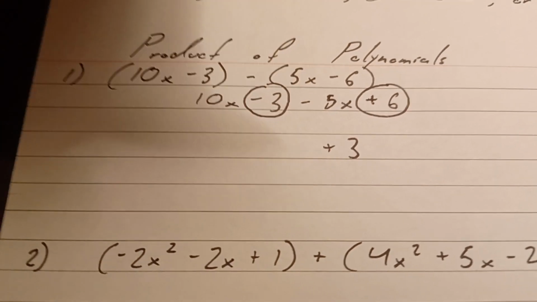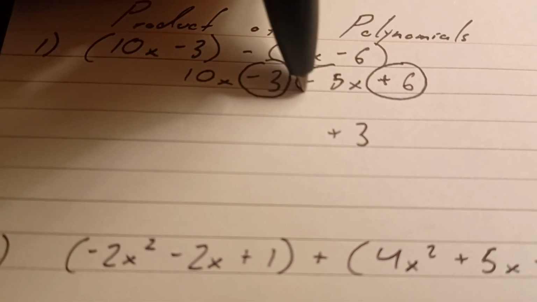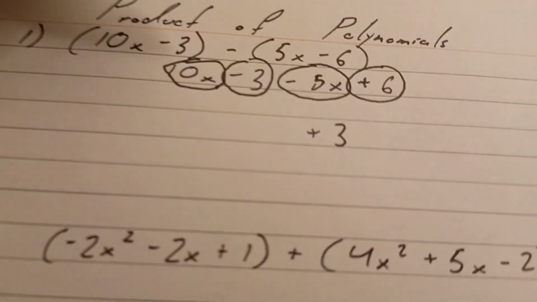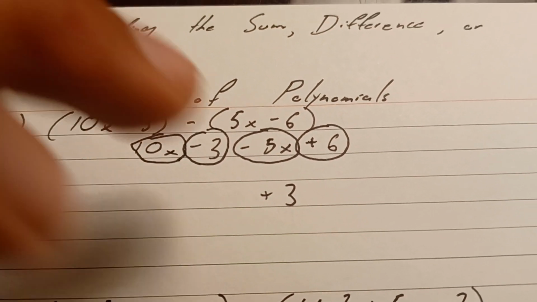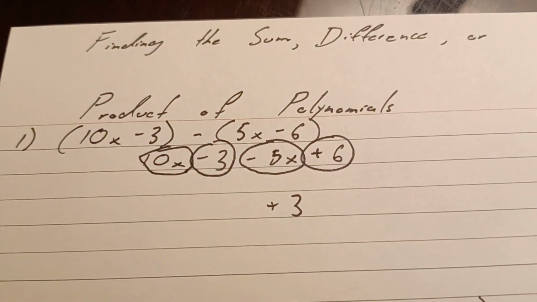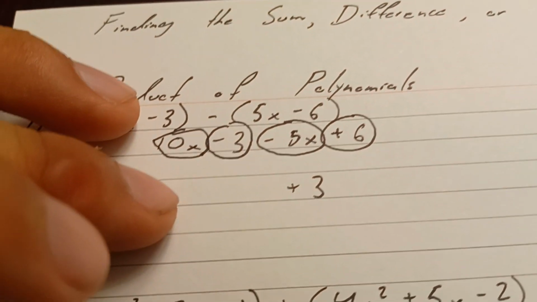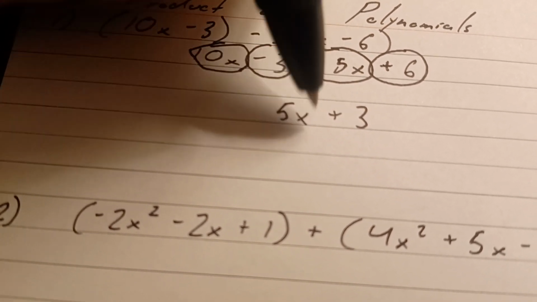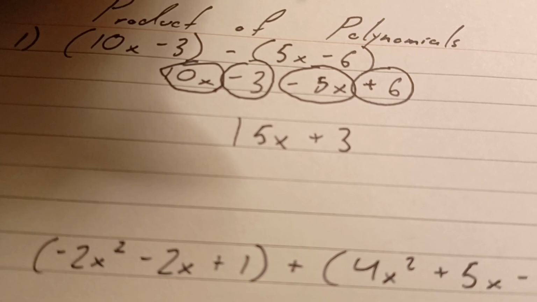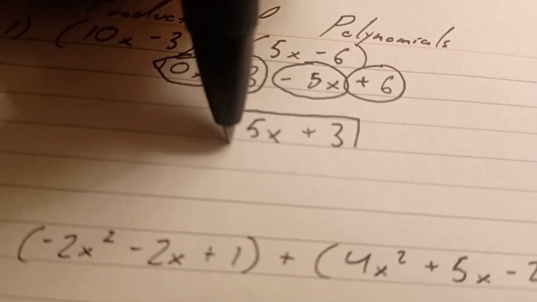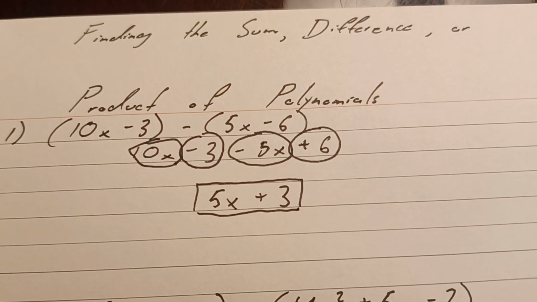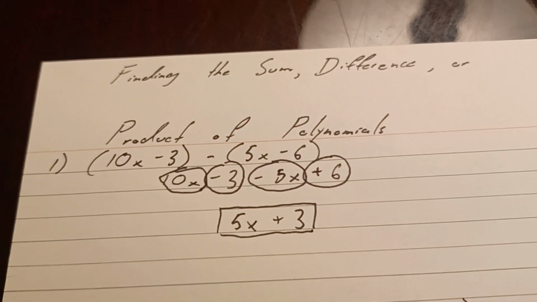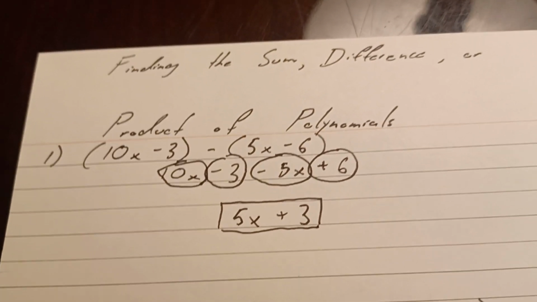And now we have a negative 5x here, right? And the 10x. So since there's more positives, we subtract the negative 5x from the 10x. And what is that going to give us? Positive 5x. So our answer here is going to be 5x plus 3. That is how we do number 1. Let's move on to number 2.